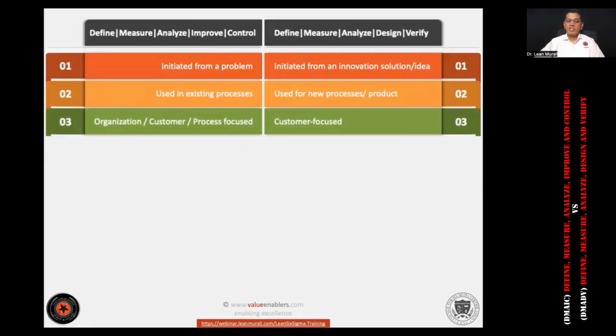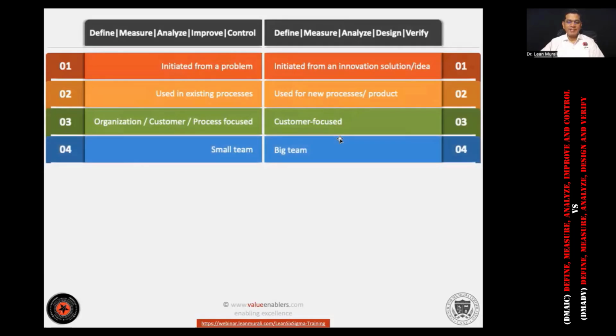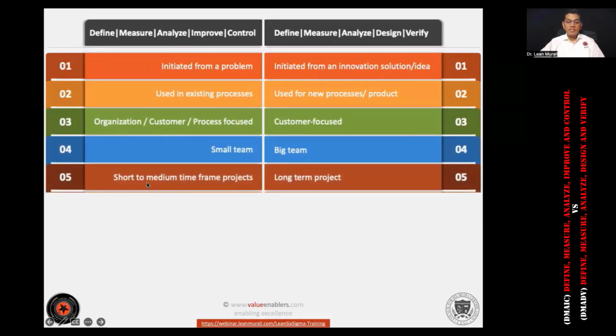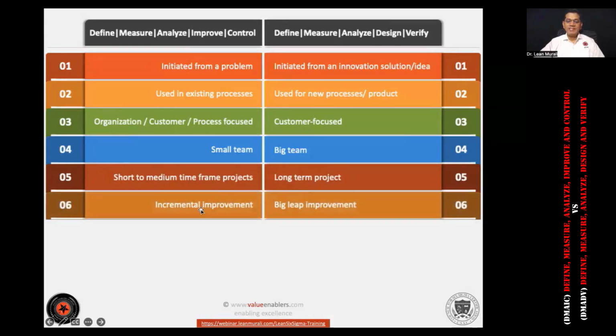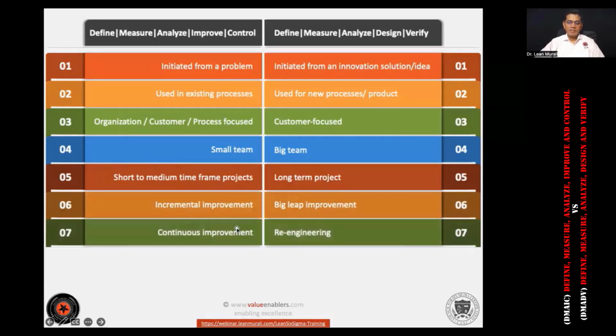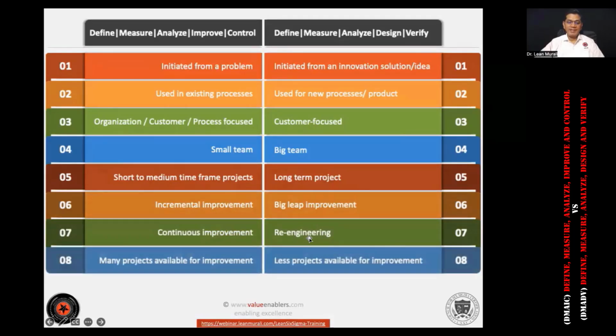This is organization, customer focused, process focused. This is purely customer focused. This is a small team. This might require a larger team. This is a short to medium time project. This is a long-term project. This is incremental improvement. This is a big radical leap improvement. This is continuous improvement. This is re-engineering.